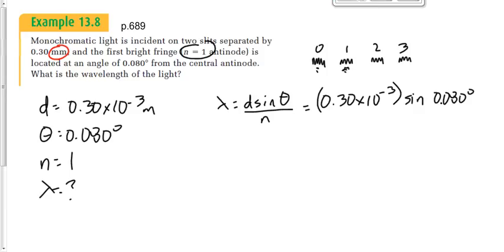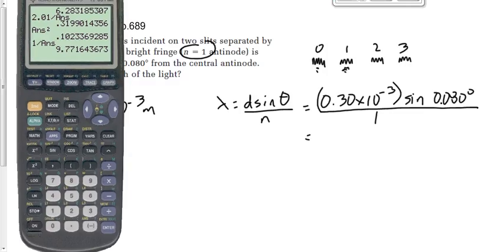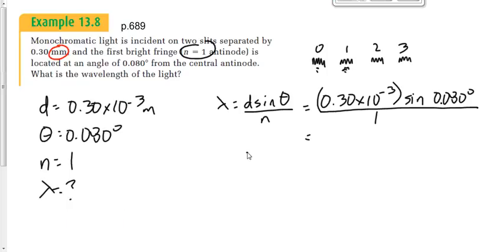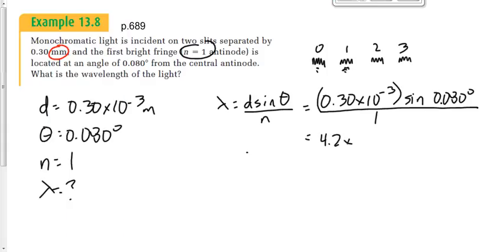Make sure you're in degrees here. Divided by n, which is 1. Okay, let's figure that out. 0.3 times 10 to the minus 3 times sine of 0.08 divided by 1. 4.19. 4.2 times 10 to the minus 7. Right in that range that I expected to see, right? Wavelength, visible light, 10 to the minus 7 meters. Is that okay?